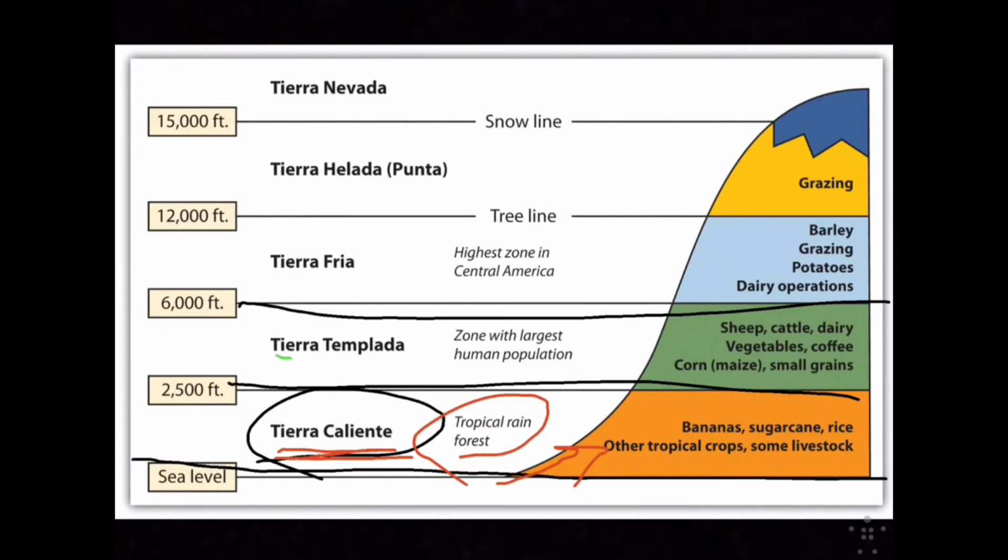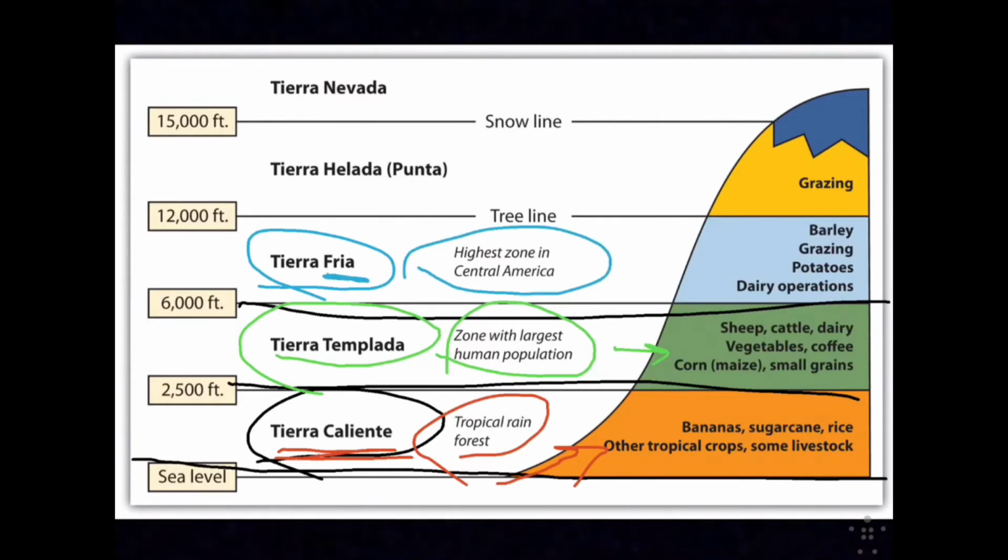And then you move on into the Tierra Templada range. This is the zone with the largest human population of Latin America because this is the zone where most of Latin America lies, elevation-wise. And you're going to have certain things that can be raised here in this elevation zone. Then you move on to the Tierra Fria. We're getting colder and colder, hence Fria, cold. Your highest zone in Central America. This is places like Mexico and some of those other areas in Central America. Now you're going to have things such as barley, potatoes grown. You're going to have a lot of grazing, some dairy operations in this area.